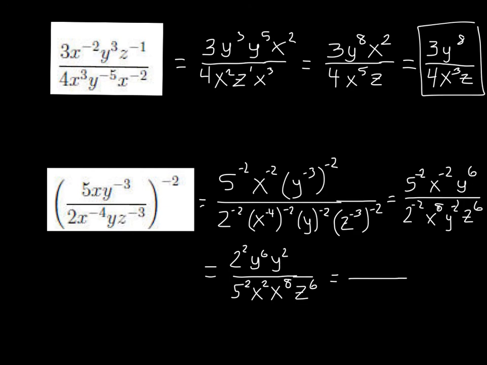All right, we're going to do some more simplifying. First of all, 2 to the 2nd power, 2 squared, is 4. Y to the 6th times y to the 2nd means we have a base of y, and we add the exponents, so that will be 8. Again, not 12, but we're adding them. In the denominator, 5 squared is 25. X to the 2nd times x to the 8th is x to the 10th. And then we have z to the 6th. And this problem is now fully simplified.